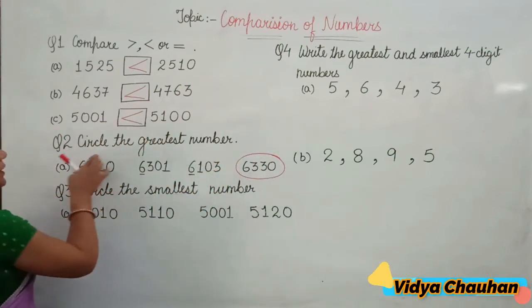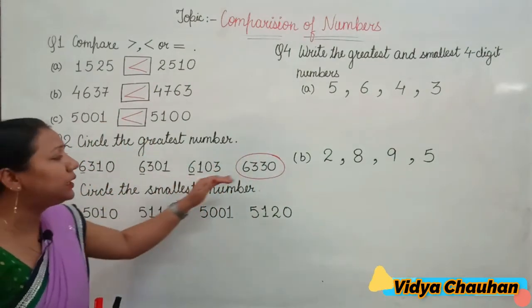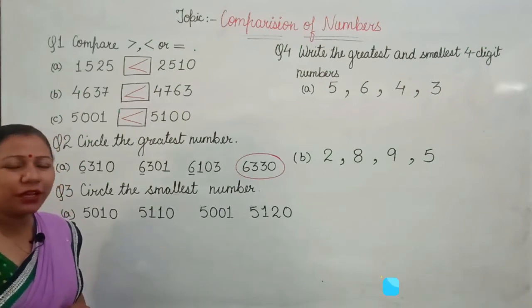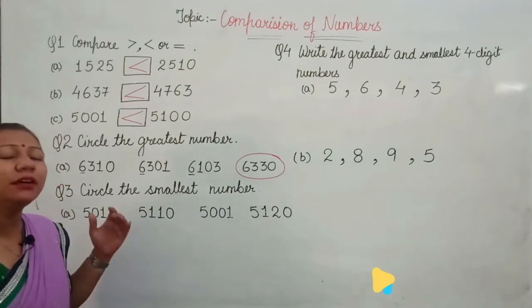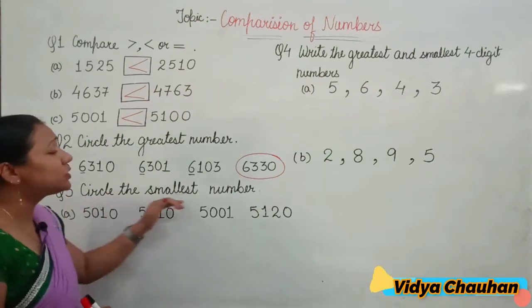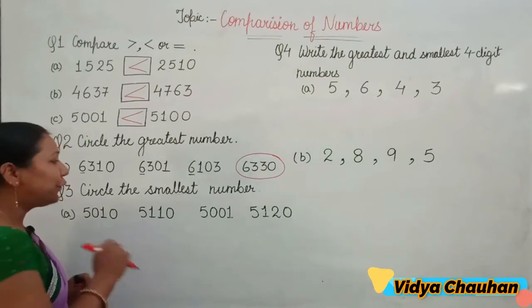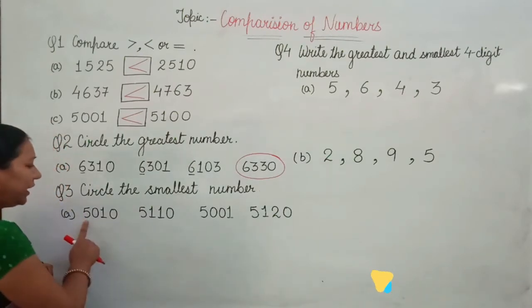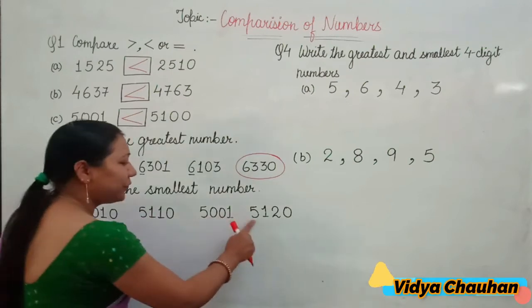6330 is the greatest number among all these four given numbers. So this is how you can compare the numbers and find the greatest number. Let us now, in the next question, circle the smallest number. So for finding the smallest number, once again we have to compare 5, 5, 5, 5.